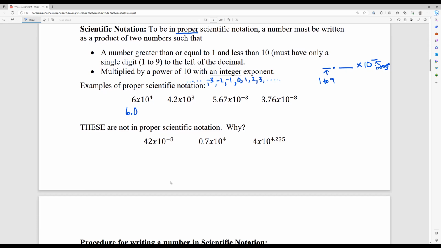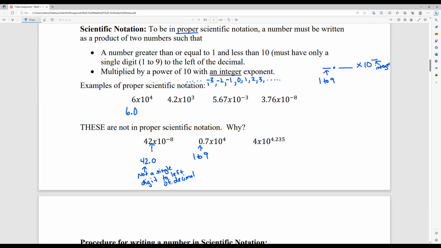So for this one, notice my decimal would be right here. This is 42.0 if we want to think of it as showing its decimal and what's after the decimal. This is not a single digit to the left of the decimal. So that's what's wrong with this first one. This looks like it's okay, 0.7 times 10 to the fourth, but actually it's not, because this needs to be a 1 to a 9, okay? So that's why this one is not in correct, proper scientific notation. It does have the integer exponent, but the number up front is not in correct form.